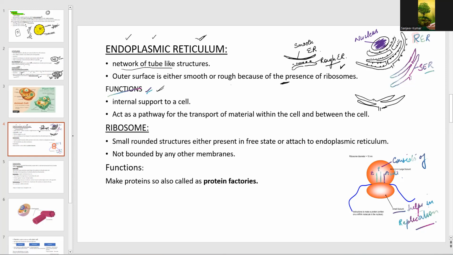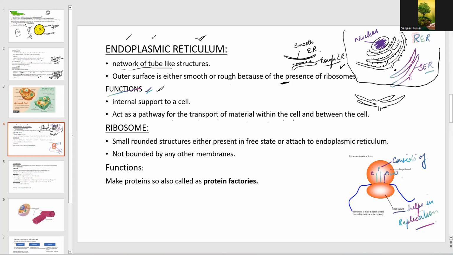It gives the internal support to a cell. If it is present inside the cell, it means that it supports the liquid material in this way. And it acts as a pathway for the transfer of material within the cell and between the cells. See, in this way it forms a network.